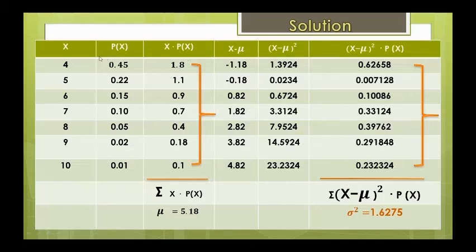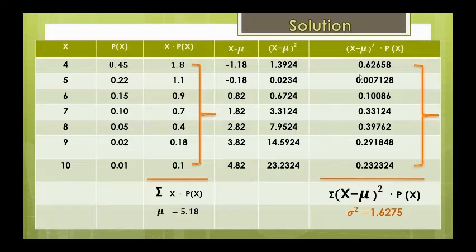And then for the fifth column, square lang natin yung values from the fourth column. So, negative 1.18 raised to 2, that is 1.3924. Negative 0.18 raised to 2, that is 0.0324. And then, next is 0.82 raised to 2, that is 0.6724. So, yun rin ang gagawin natin hanggang complete po yung column natin ng mga entries na kailangan.